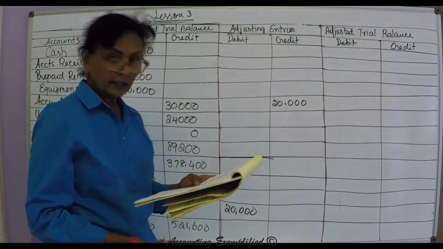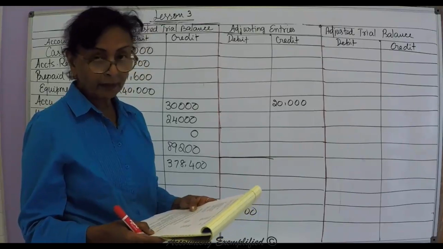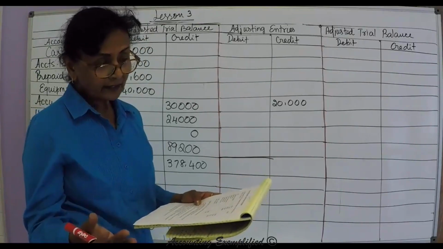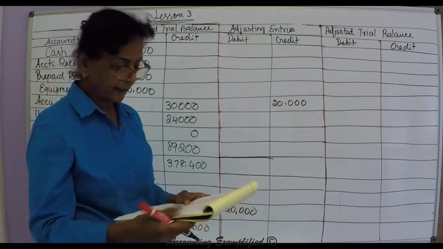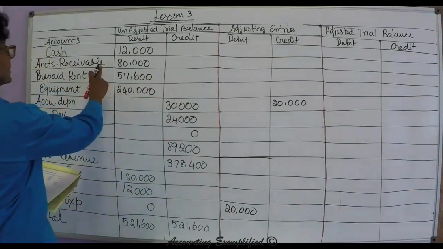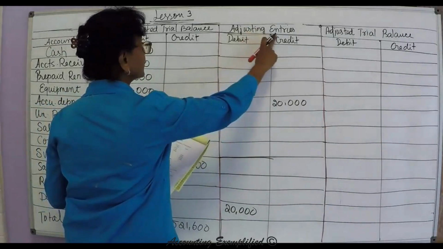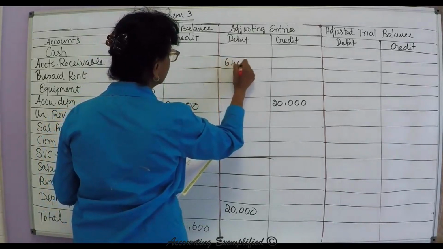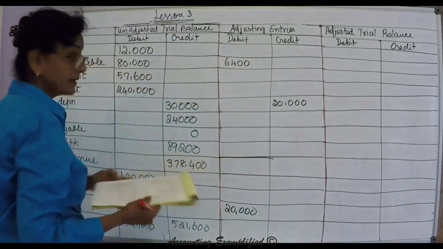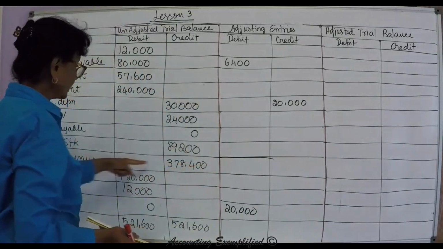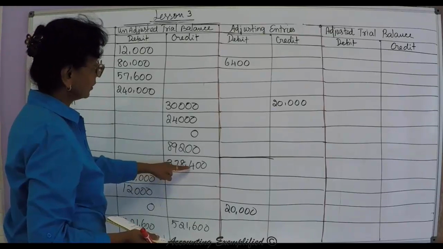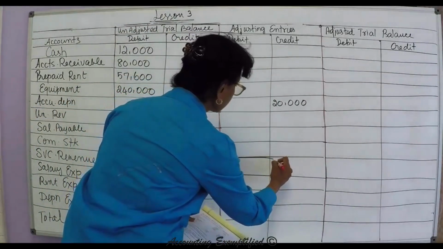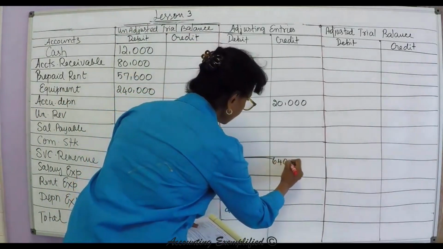Second information, delivery services performed, but it was unbilled and uncollected, and that amounts to 6,400. So they have done the service, but they have not received the cash yet. So here you go to accounts receivable, you go to the adjusting entries column, so you will debit accounts receivable 6,400, and since they have done the service, you will credit the service revenue. You go to the credit side of the adjusting entries and enter this 6,400.